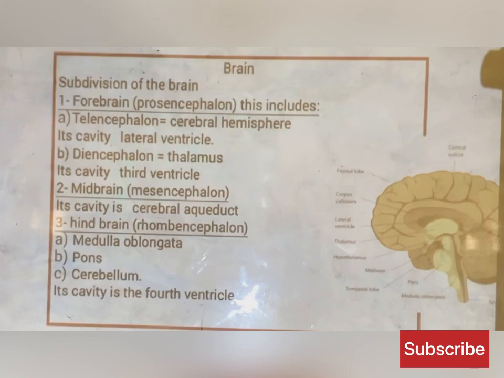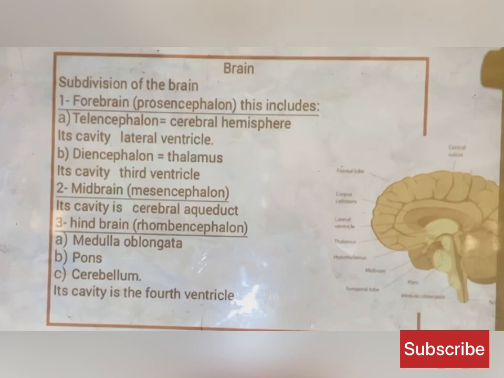In each of these divisions of the prosencephalon, that means the prosencephalon must have divided into two other vesicles. That means it also divides into two vesicles, thereby making how many vesicles now? Four, because initially we said we have three. Now the first one, the prosencephalon, divides into two vesicles. You get my point? That is telencephalon and diencephalon.